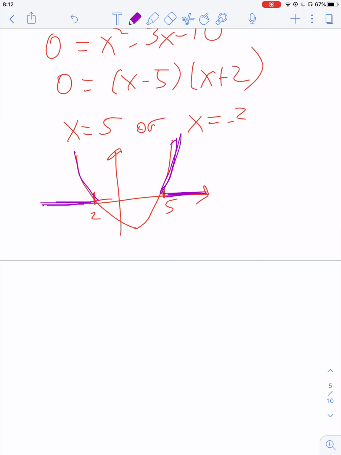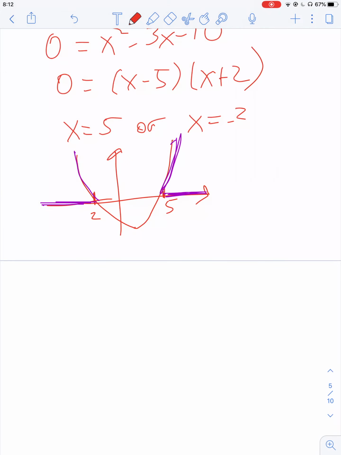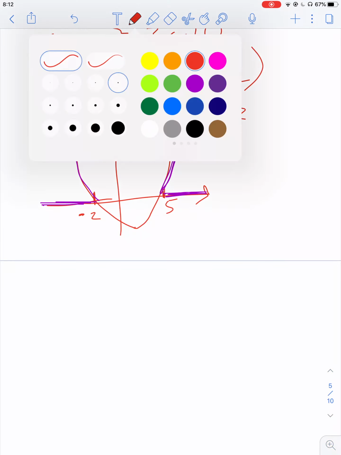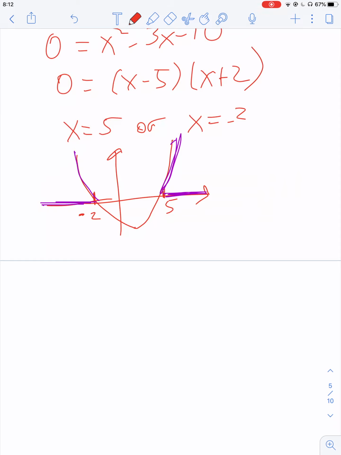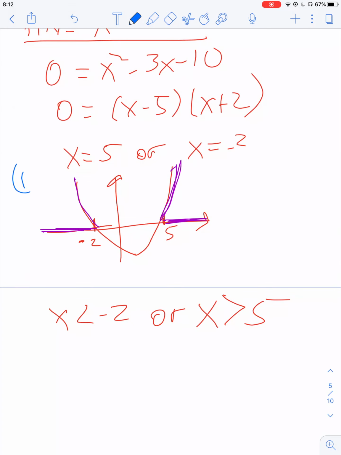So basically, this has to be -2, so let me put a negative here. Your answer, by looking at this picture, is x either has to be less than -2, because we're talking about all these values, or x has to be greater than 5, because we're talking about all the values over here, to the right of this number. So that's one way of doing it. This is method 1.